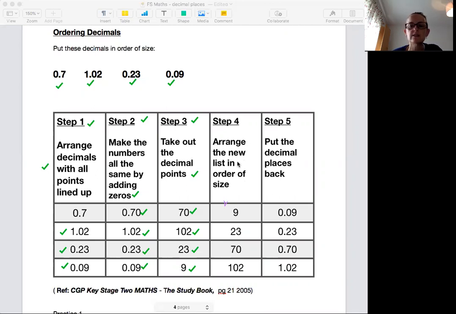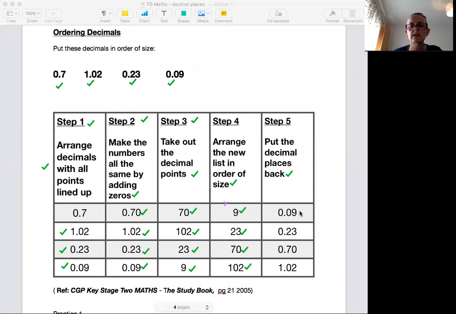Arrange the new list in order of size. Well, you can do this. So we've got, I'm hoping I've done it right, so you'll catch me out if I've made a mistake. 9, 23, 70, 102. Have I done it right? That's good because I'm on film. So now we've got them all in order. Brilliant. Step 4 done.